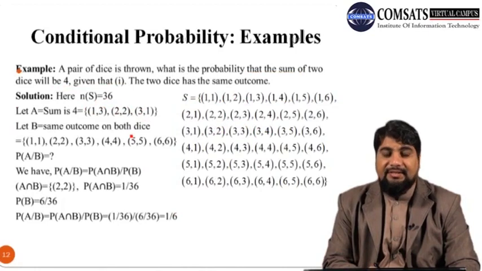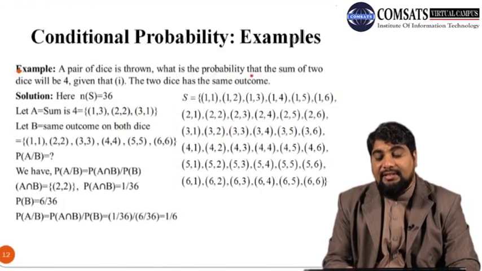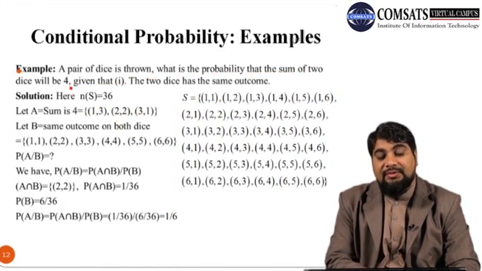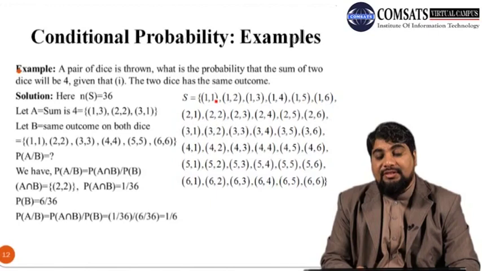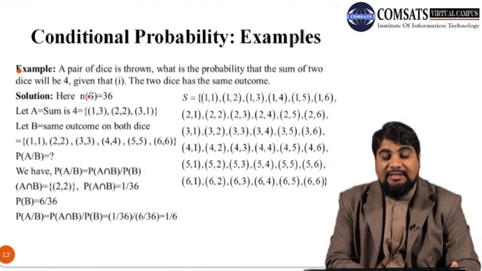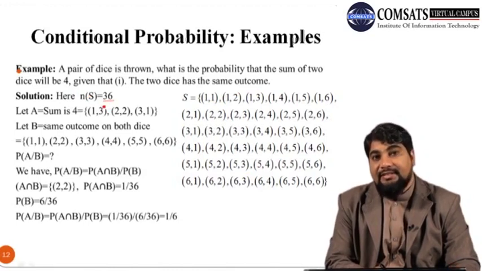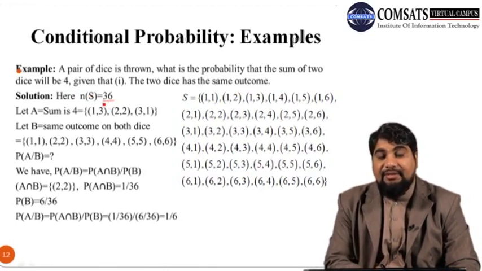So let us consider another example. A pair of dice is thrown. What is the probability that the sum of 2 dice will be 4 given that the 2 dice have the same outcome? We know that when a pair of dice is thrown, here is the sample space containing 36 points. So n(S) is 36. Let us define the 2 events: Event A, that the sum is 4, and event B, that the same outcome appears on both dice.